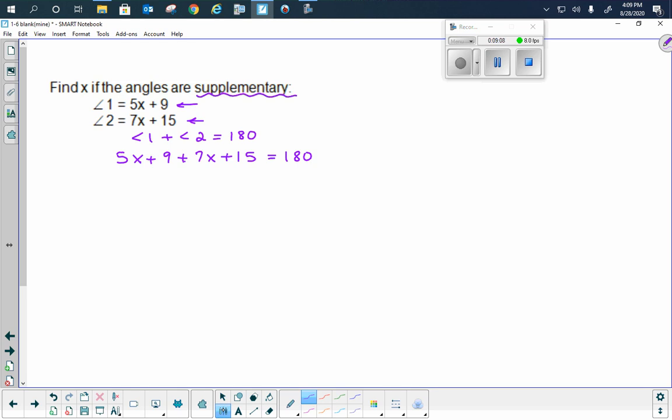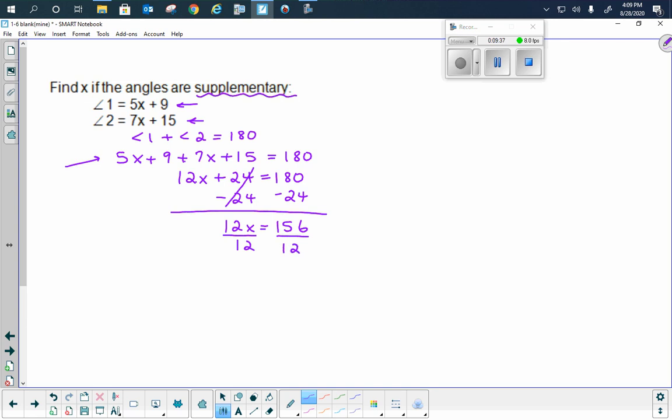So anyway, here's my original equation. If I'm ever asking you for the original, we're talking about this one right here. Combining like terms now. 5x plus 7x is 12x. 9 plus 15 is 24, equals 180. Now that you've combined like terms, subtract 24 from both sides. You'll get 12x equals 156. Divide by 12 on both sides to get that number to cancel in front of x, and you would have x equals 13.